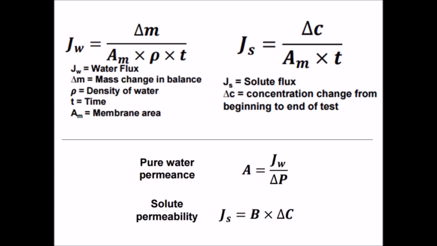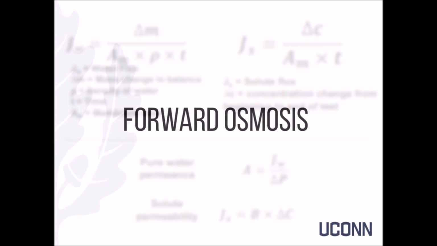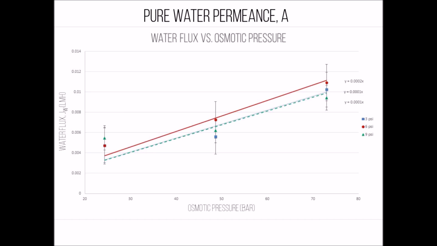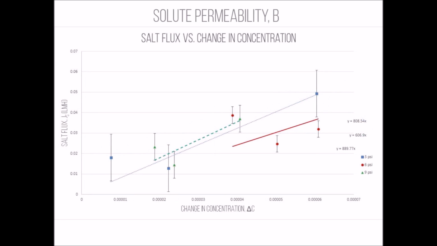In order to draw conclusions from the experiment, we performed several calculations to analyze the data, including JW, the water flux, JS, the salt flux, A, the pure water permeance, and B, the solute permeability. To calculate the pure water permeance, we plotted the water flux against osmotic pressure, where the slope represents the A value for each trial. The solute permeability was determined by graphing the salt flux versus change in salt concentration.